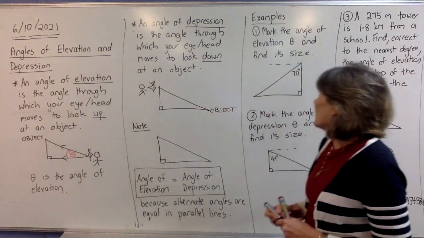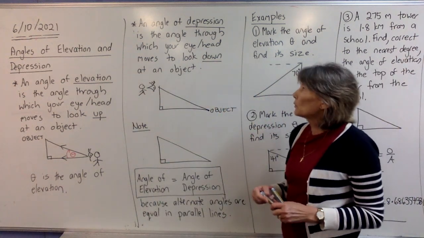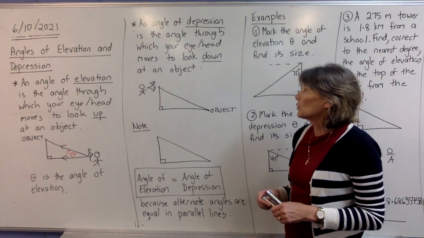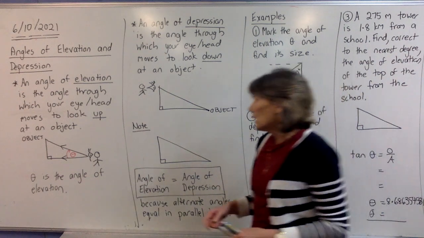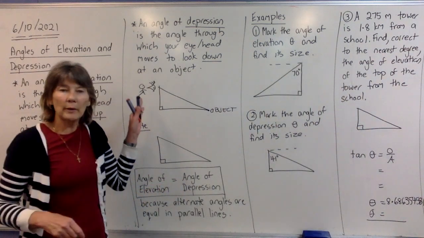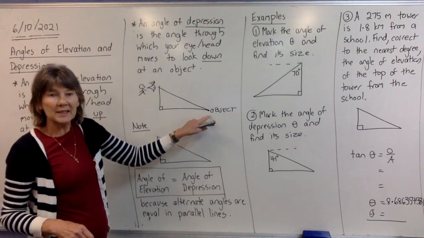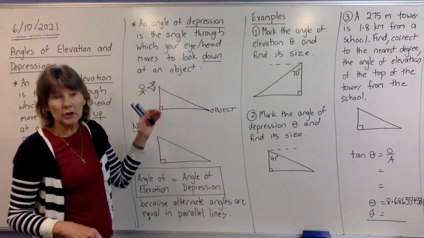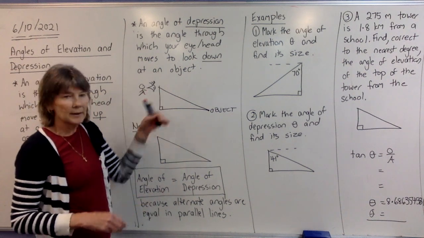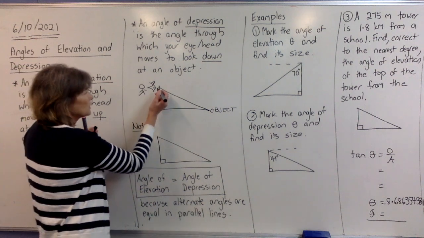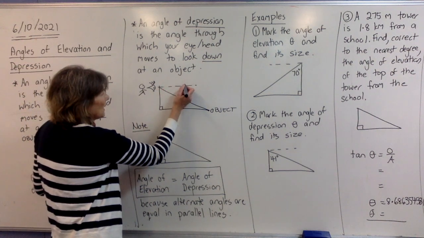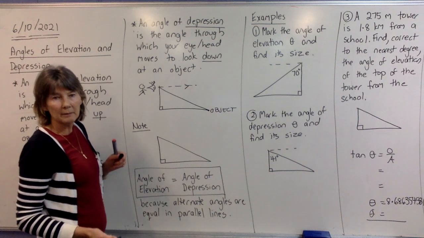Okay, so the opposite one is angle of depression. It's the angle through which your eye or head moves to look down at an object. So in this situation, we're up the top here. The object is down here. So depression, down. So we're looking down at something. But your normal eyesight, if you're up here, would be out there somewhere, straight ahead.